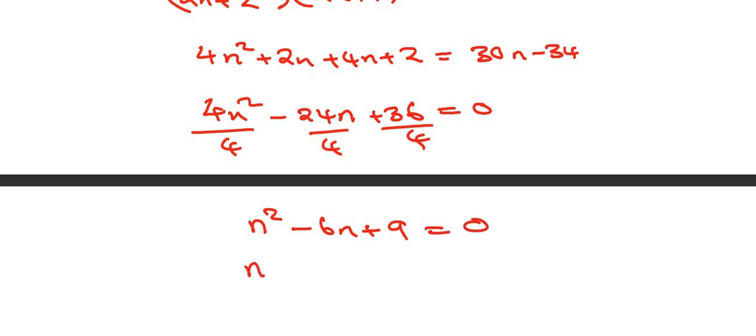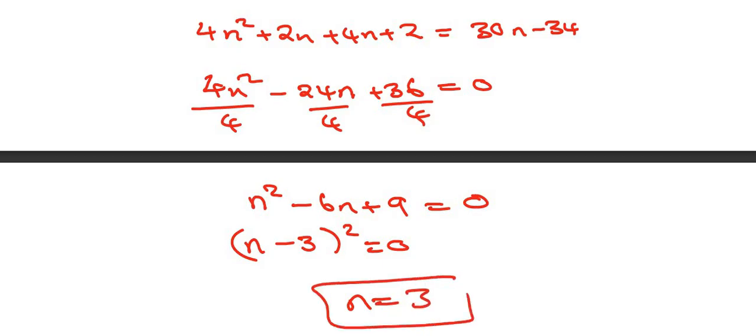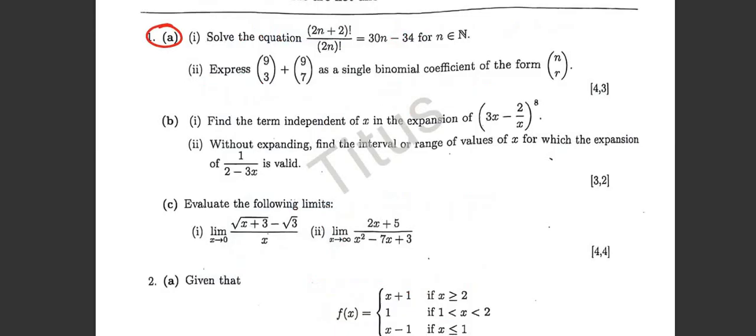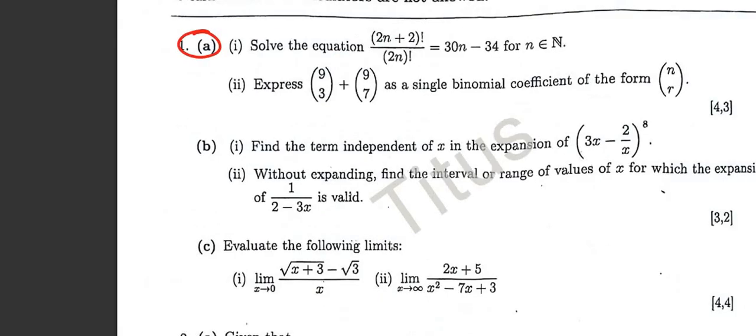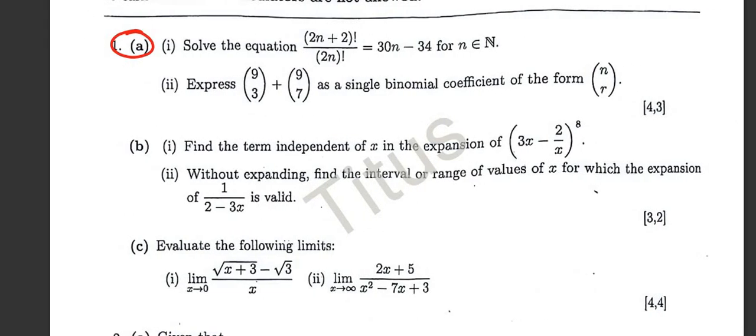So here, this is the same as a perfect square. If you can just see it closely, this will simplify to n minus 3 squared equals 0, so n is equal to 3. Yeah, so here we got our n. Our n here is equal to 3. That's how we solve this question, guys. Hope everyone is okay with how we manipulated it.